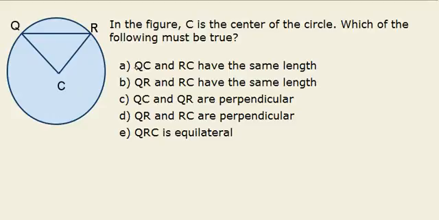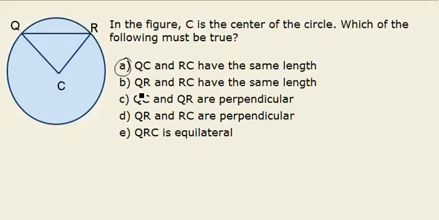So we can look at the possible solutions now. A, QC and RC have the same length. So QC and RC have the same length. This goes along with what I just said about the radius, that from the center to the outside point on the graph, they all have a fixed distance, and therefore QC and RC are equal in length. If you want to check your answers, you can go on.